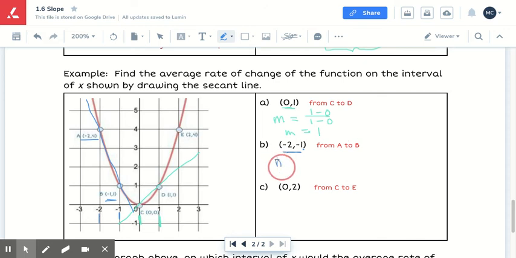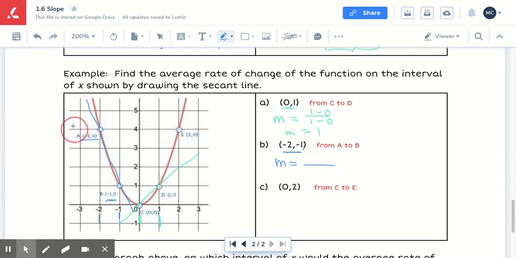I want the slope of that line. Now, at a glance, I can tell that the slope of that line is negative. So I'm going to be expecting a negative value here. And I'm going to do this the same way that I was doing all the others.